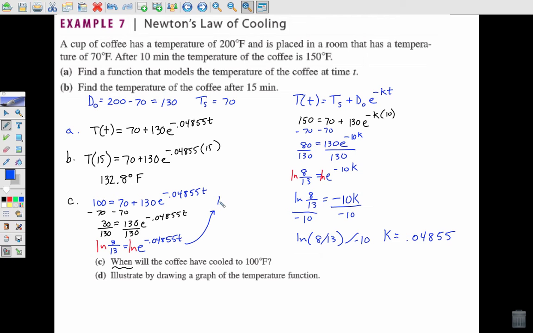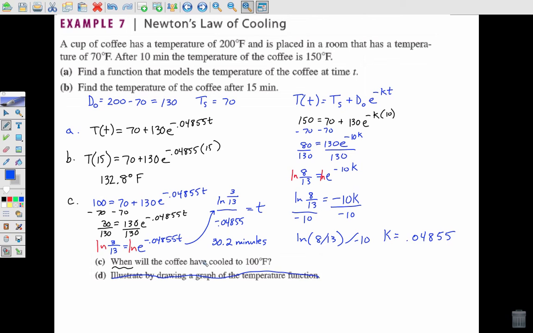So I'll have the natural log of 3 over 13, and then this will cancel out. I'll be left with this exponent on the right side, so then we'll need to divide by 0.04855 to get t. Let me just put that in my calculator. All right, and I come up with t equals 30.24. So 30.2 minutes.